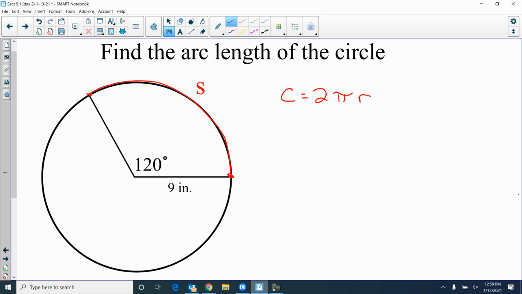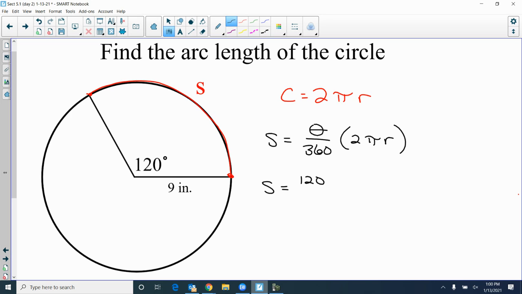Now the whole circumference is 2 pi r. Well, we don't have the whole circumference. How much of the circumference do we have? We have 1/3 because we have 120 degrees. So your arc length is going to be whatever that angle is divided by 360 times the entire circumference. Hopefully that makes sense now. That angle divided by 360 gives you the fractional part of the circle we have. We have 1/3 of it, and we're going to multiply it by the whole circumference.